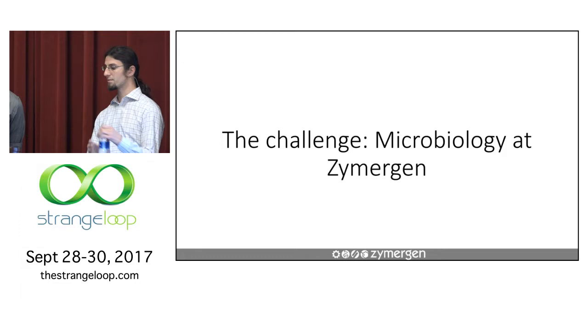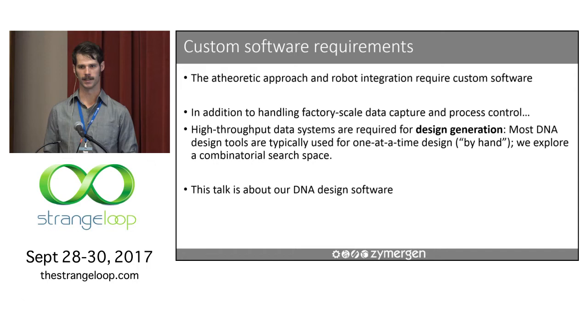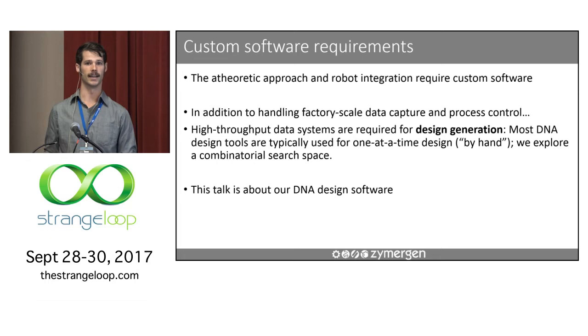So given this context that Aaron described of a factory scale wet lab, which we call simply the factory, and an atheoretic approach to using it, we like to think of our experiments as these search spaces of DNA designs. Our factory then can directedly explore those search spaces, looking for certain optimized phenotypes as it goes in a high throughput parallel fashion. This, however, leaves us with a bit of a shortcoming in the existing tools for designing DNA.